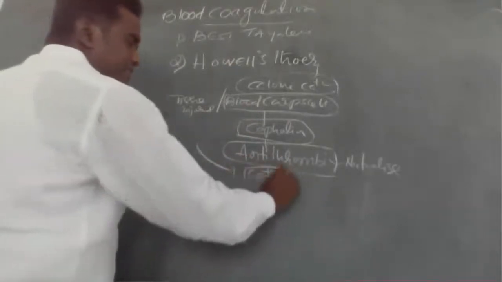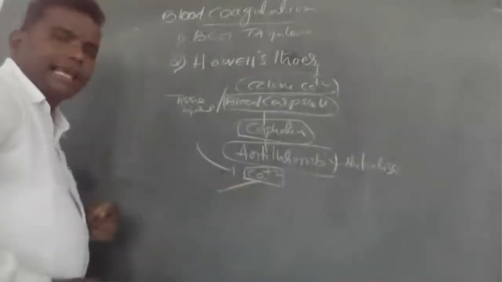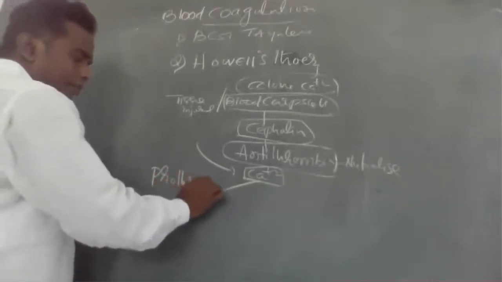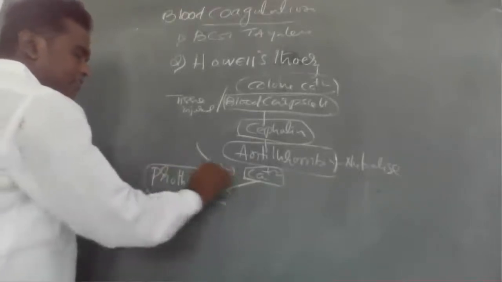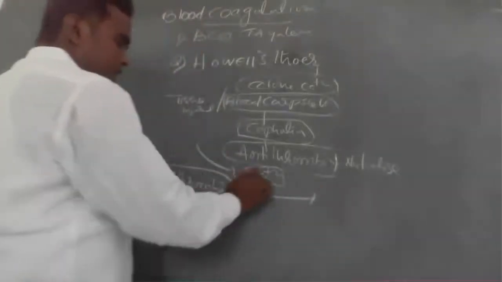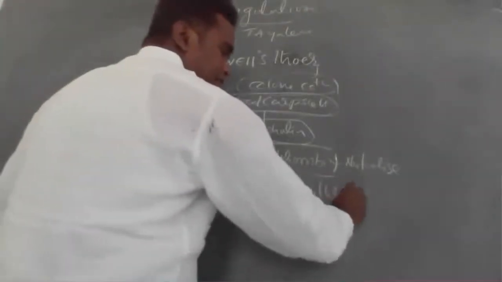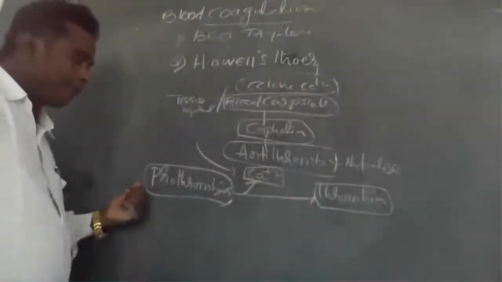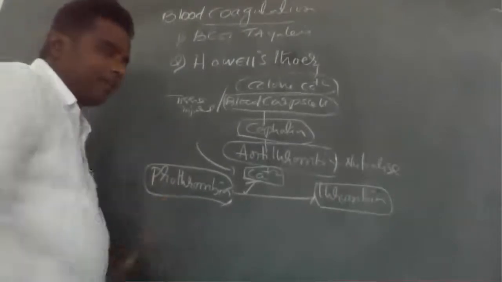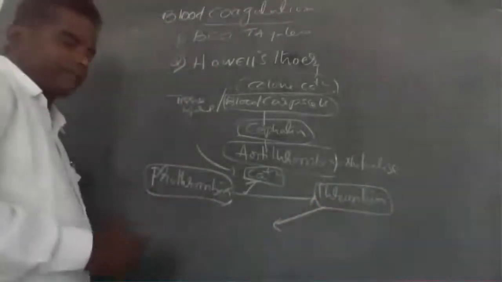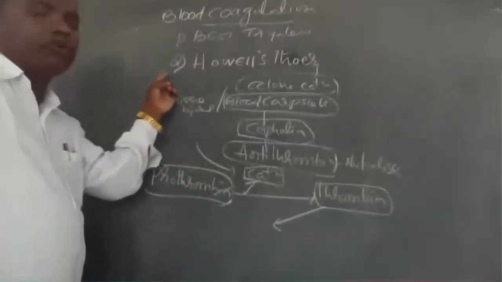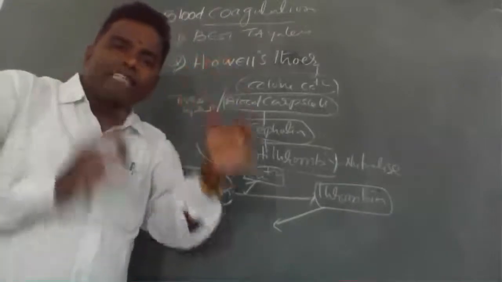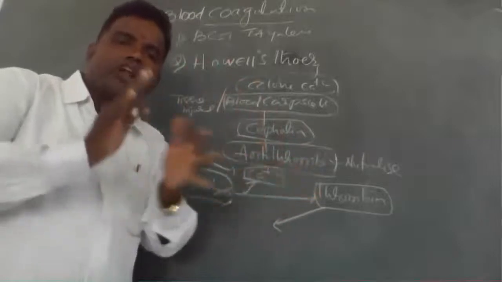This calcium is responsible for the conversion of prothrombin into thrombin. This is very, very important. Ultimately, according to Howell's theory, calcium alone is responsible for the conversion of prothrombin into thrombin only.